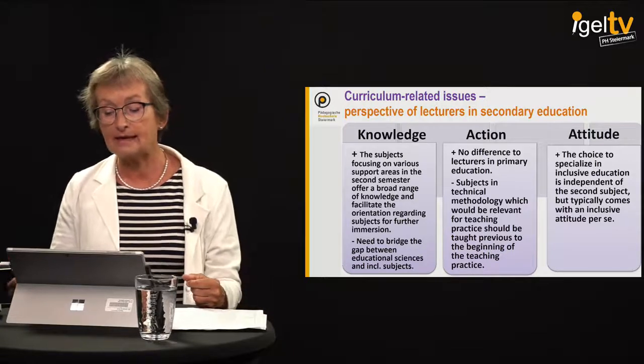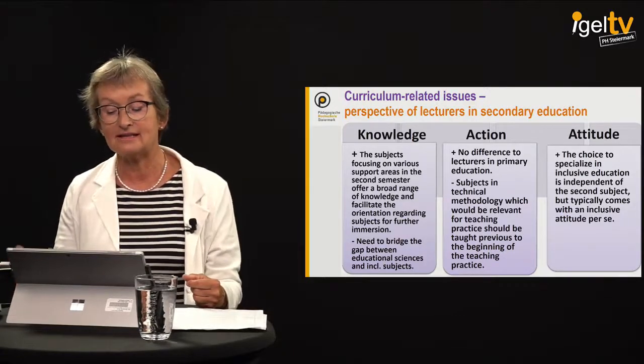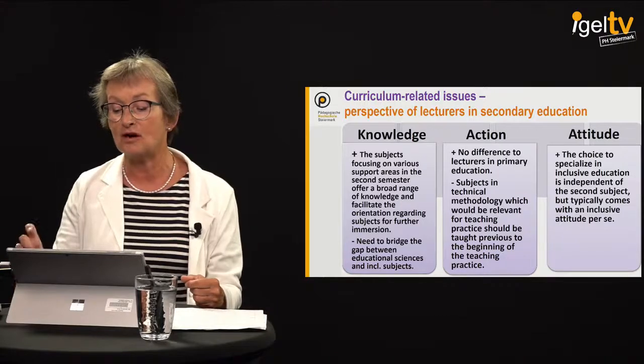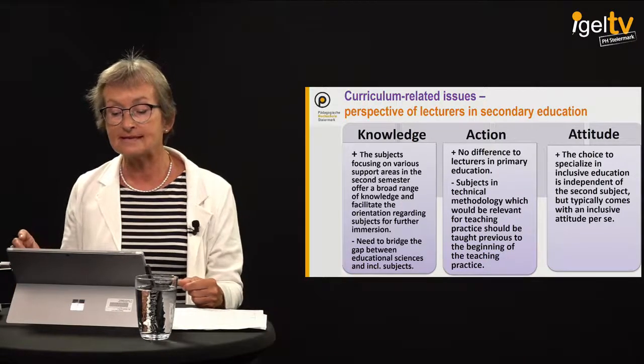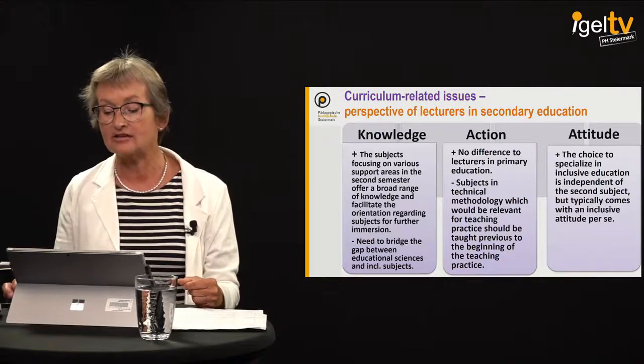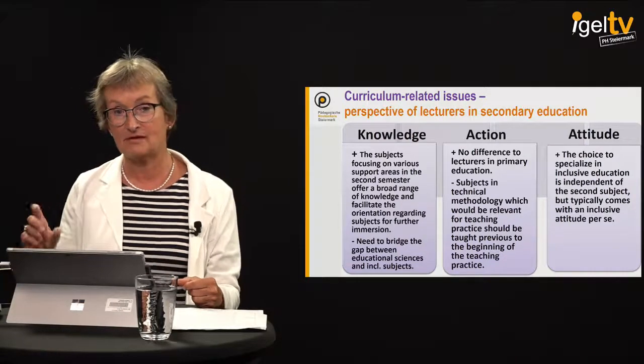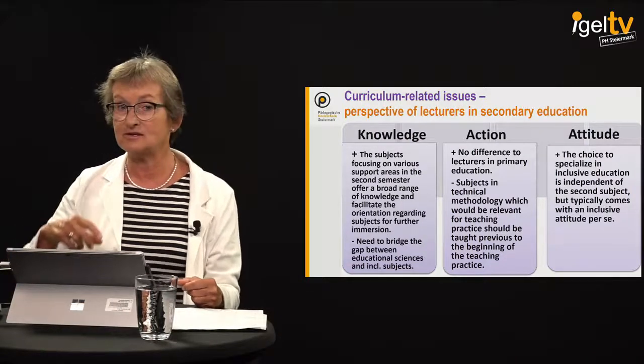What we found out by the interviews is, and this goes a little bit with the UDO, that the choice to specialize in inclusive education is independent of the second subject. So the students' second subjects in secondary education might be math or physical education or German or philosophy or religion or whatever. Yes, totally independent. It's not specifically linked to certain types of subjects.